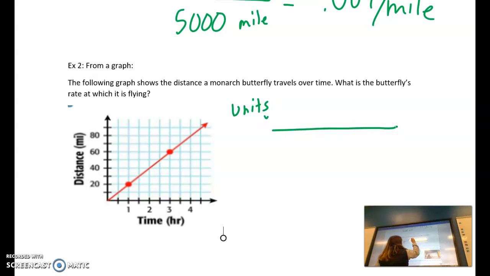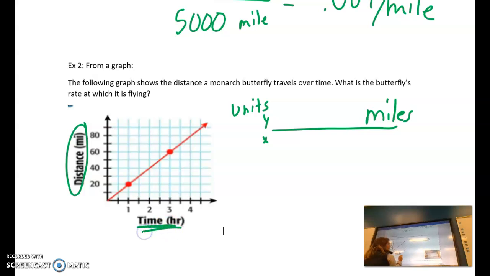To help you, it is always y over x. So my y units is distance in miles, and then my x units is time in hours. So this is in miles per hour.